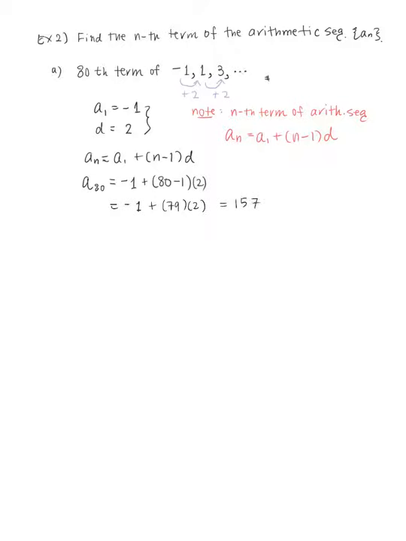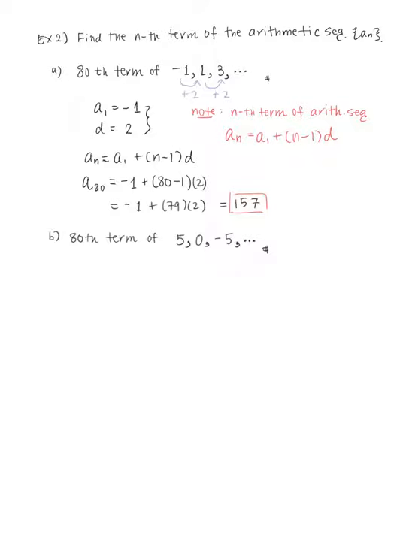So basically, if you keep going negative 1, comma 1, comma 3, and the next one should be 5, the 80th term of that is going to be 157. I think that's a pretty cool formula. Now let's take a look at this problem: the 80th term of 5, comma 0, comma negative 5, and so on. Feel free to pause the video and try this on your own and see what you get.